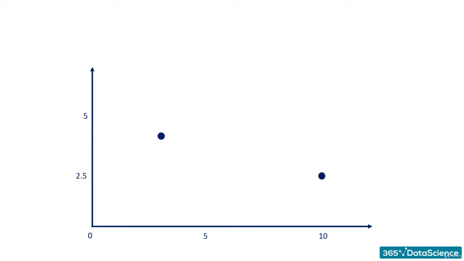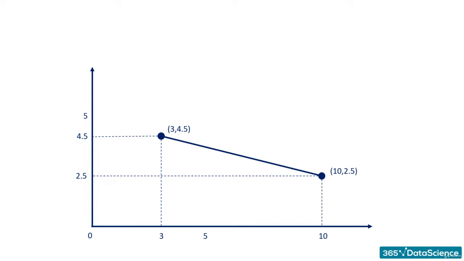You can see two data points on a plane. Their coordinates are (3, 4.5) and (10, 2.5). The most intuitive way to measure the distance between them is by drawing a straight line from one to the other, right? That's also known as a Euclidean distance. The question is how to find that distance.